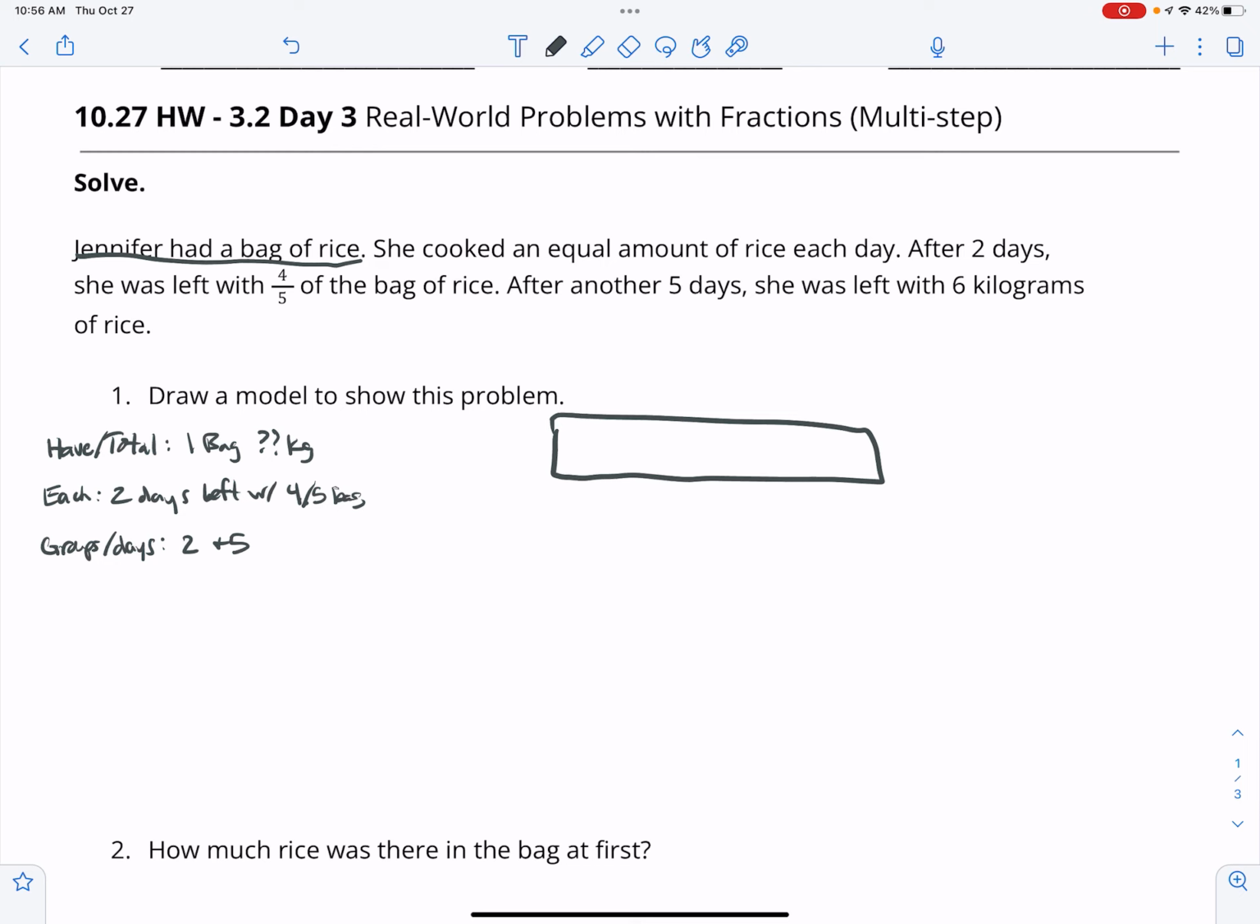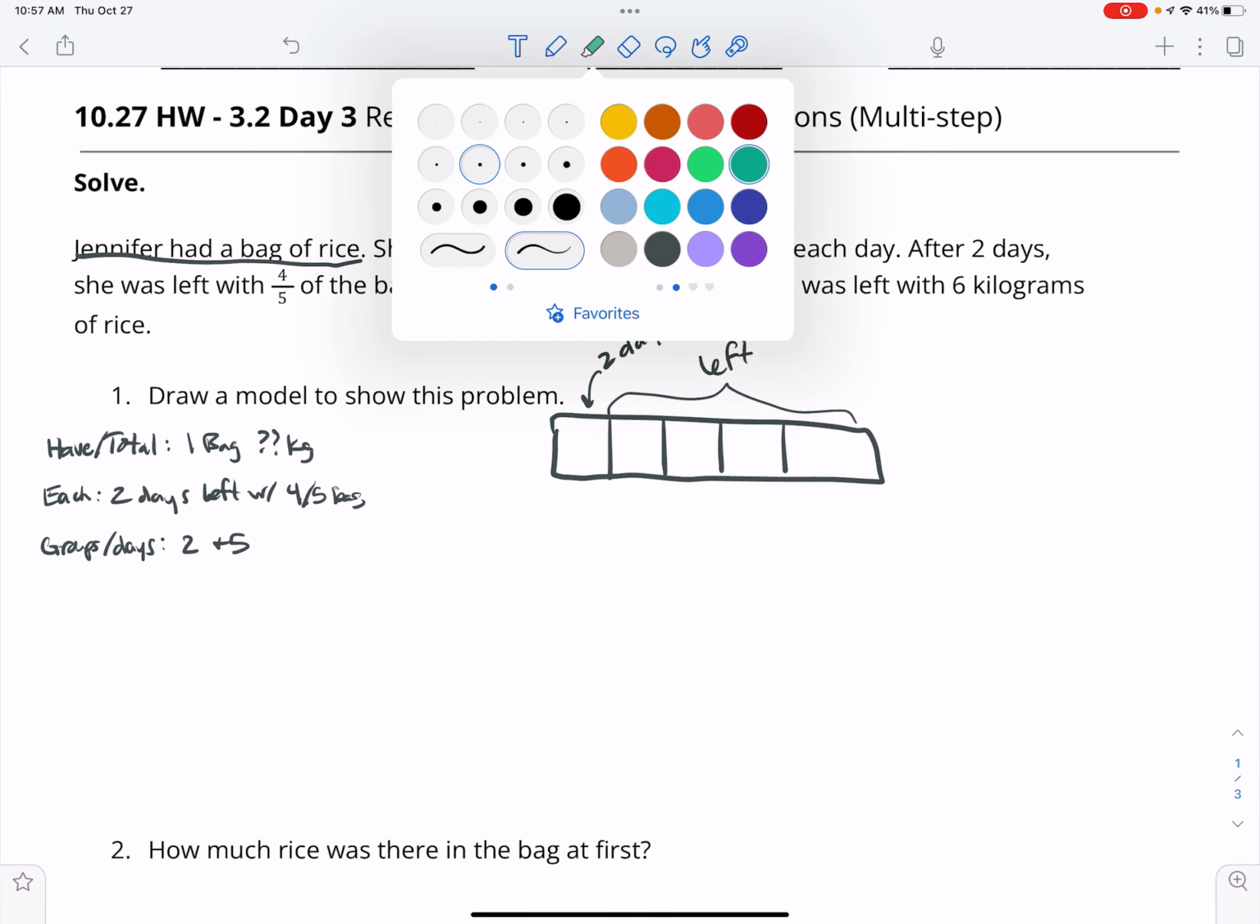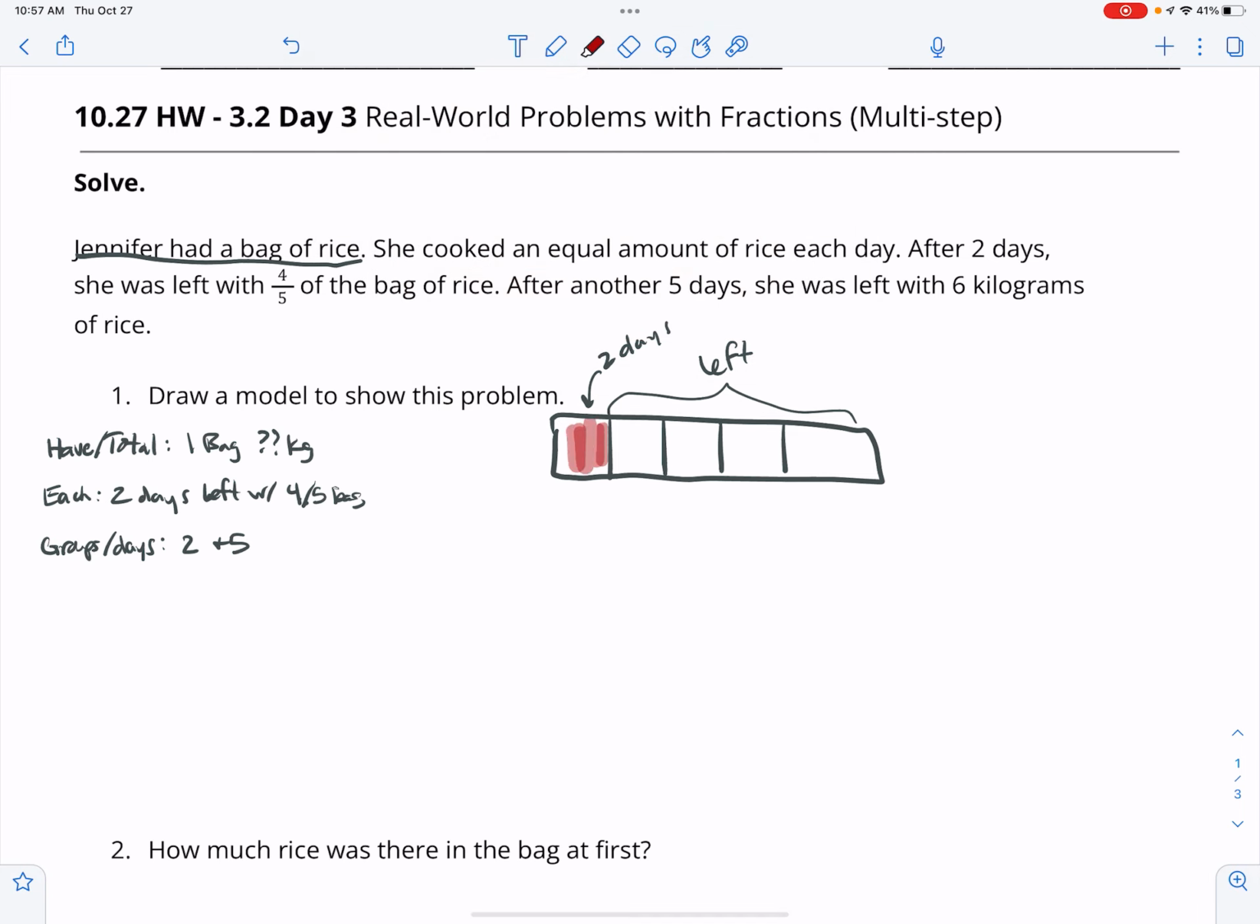So we know she cooked equal amounts of rice each day, and after 2 days, she was left with 4/5 of a bag of rice. So I'm going to show fifths here because we know this is how much she was left with, and that this was 2 days. So in this, I'm going to shade that out with red because we got rid of that. So 2 days there.